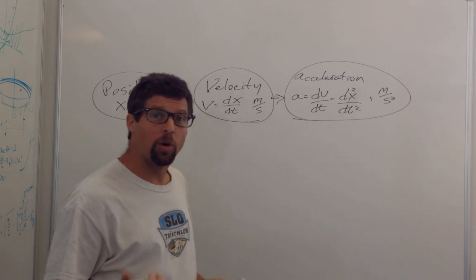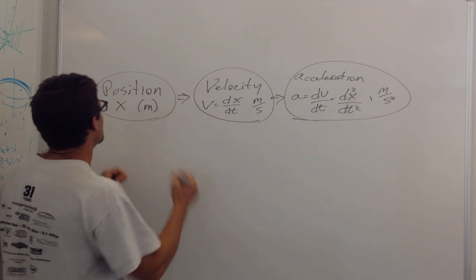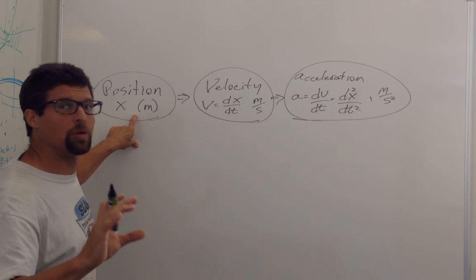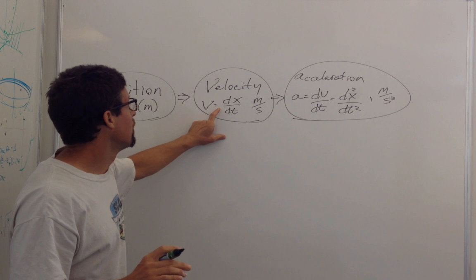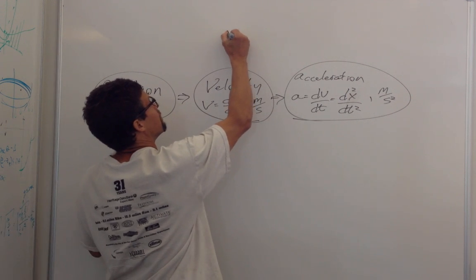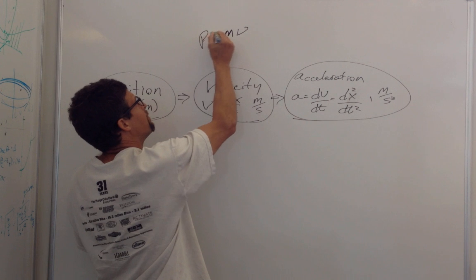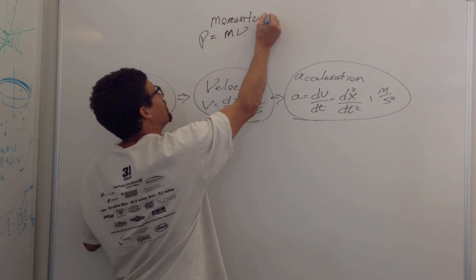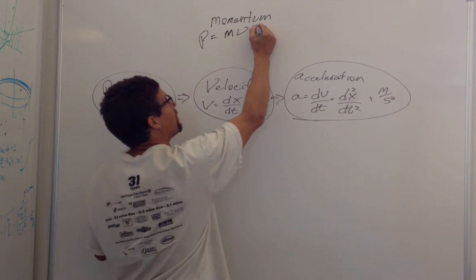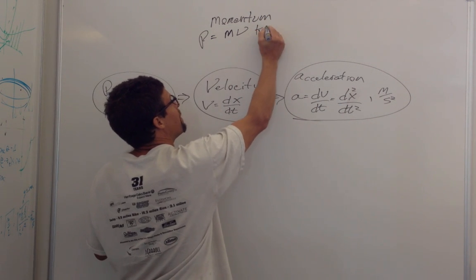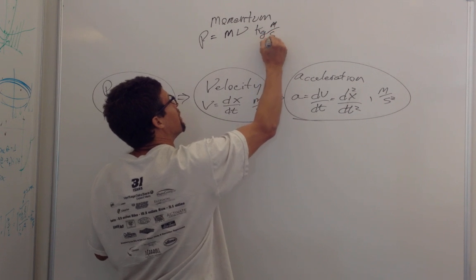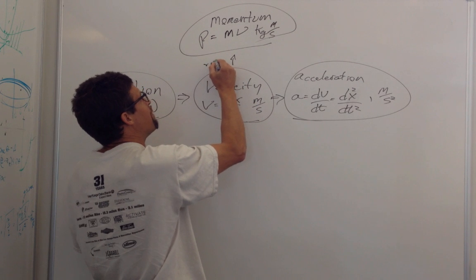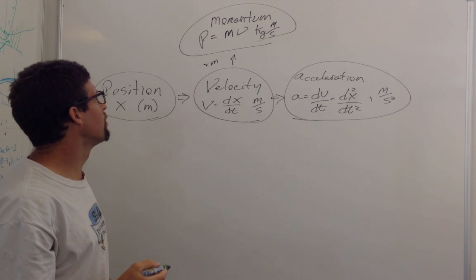So what happens if we multiply by mass, kilograms? Meter kilograms really has no meaning to us right now. How about mass times velocity though? Mass times velocity is momentum, and that's going to be in kilogram meters per second. So by multiplying by mass, velocity becomes momentum.